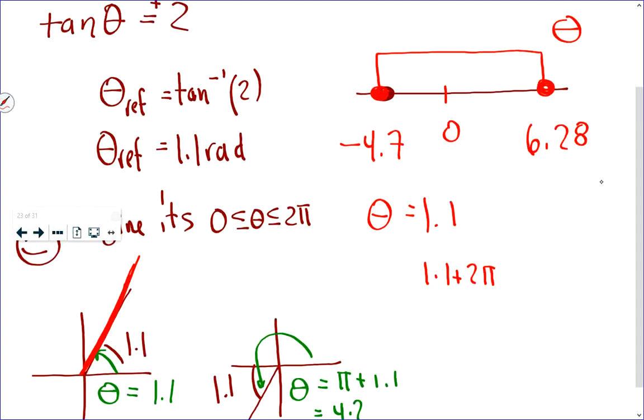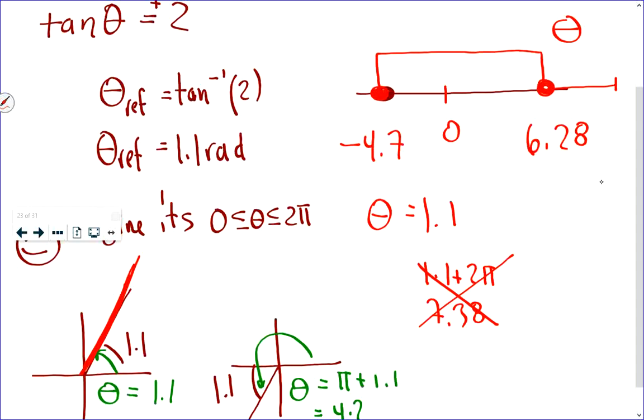Okay, so I'm going to write down 7.38. Well, is that in this domain? No. So we can cross it off the list. I hope it's clear, if you look up here, that if 7.38, which is over here, is not in the domain, adding another 2 pi is not going to lead us to something that's in the domain, right? Does that make sense? Because it'll be even more.